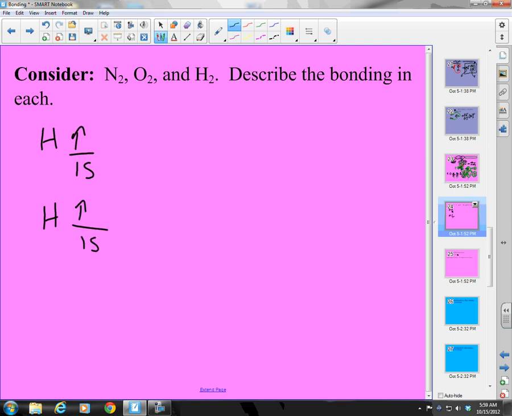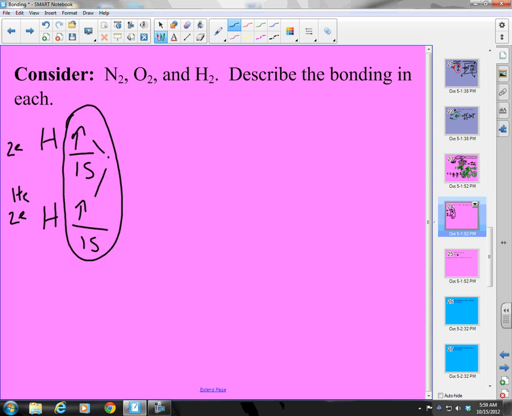Good. So what's going to happen? These 2 orbitals are going to overlap, and each of the hydrogens will now see 2 electrons. And so this would feel like 2 electrons. This feels 2 electrons, meaning they both have helium electron configurations, and this would be 1 bond.